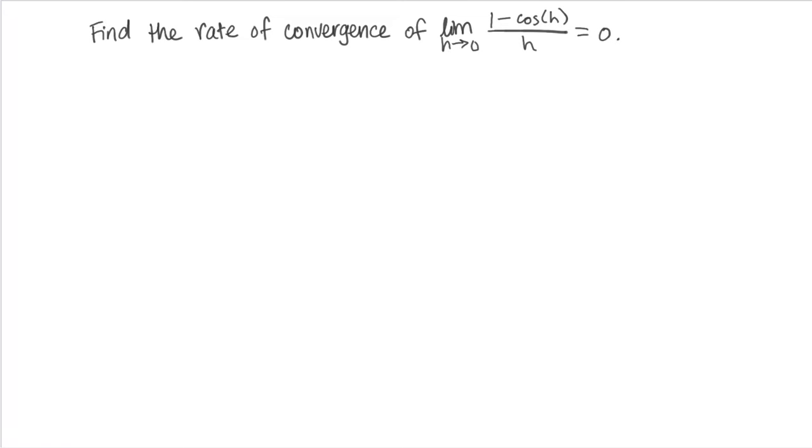Let's look at a problem where we compute the rate of convergence of a function. The function we're going to think about is (1 - cos h)/h. The limit as h goes to 0 of this function is 0, and we want to know how fast this function approaches 0 as h approaches 0.